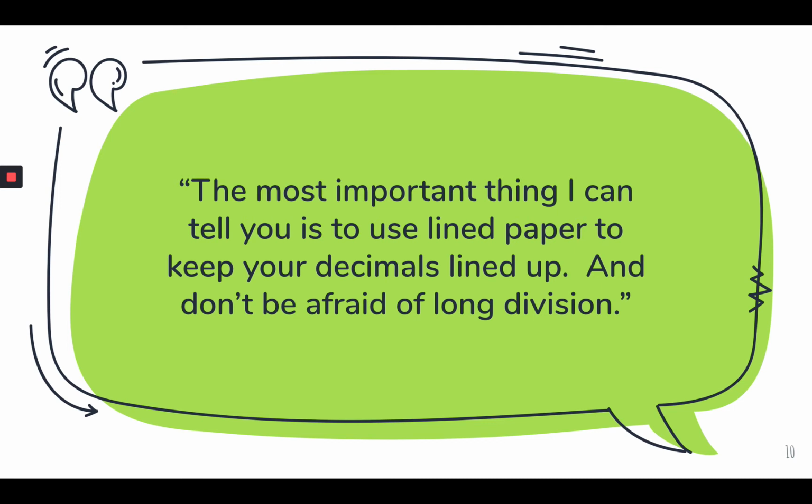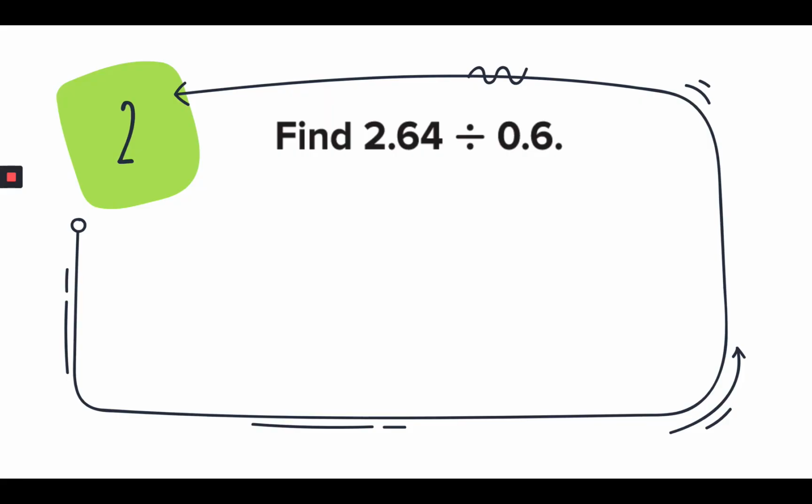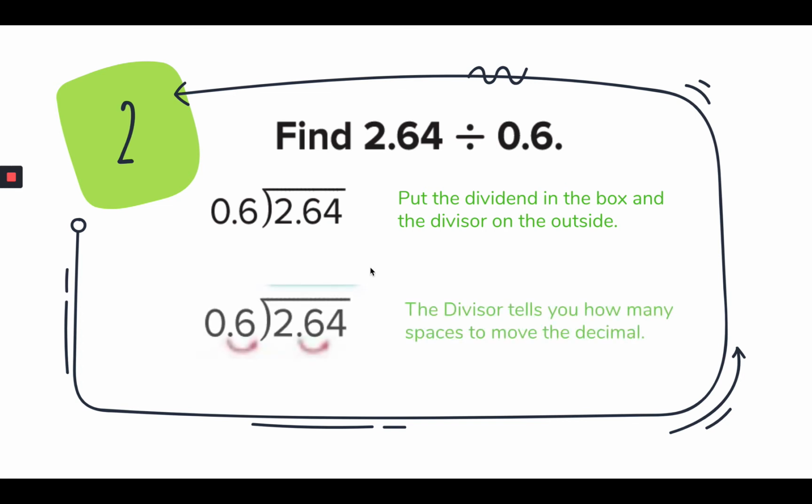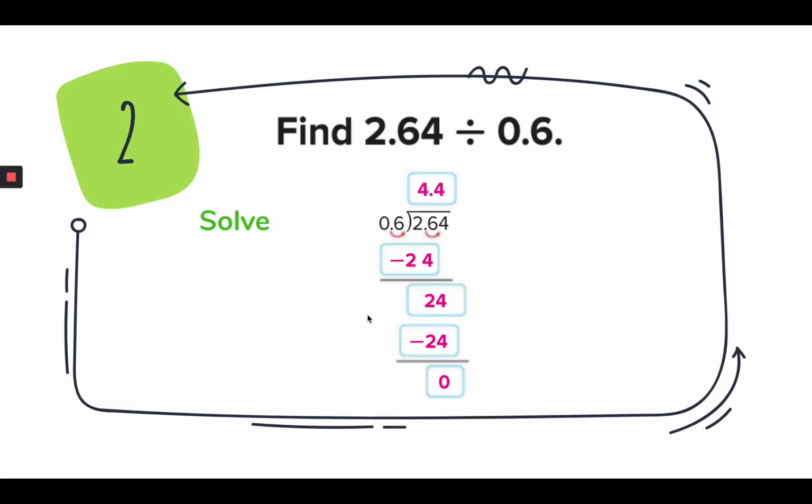Let's do a second example. So I have 2.64 divided by 0.6. Okay, so I set it up. Dividend in the box, divisor outside the box. You'll notice there's one decimal on the divisor, so I move it over once. Whatever I do to the outside, I have to do to the inside. And my problem becomes 26.4 divided by 6.